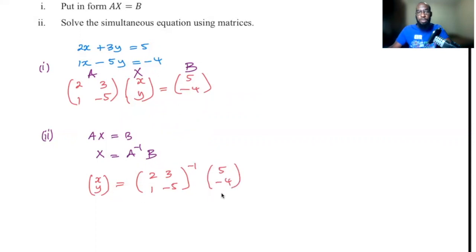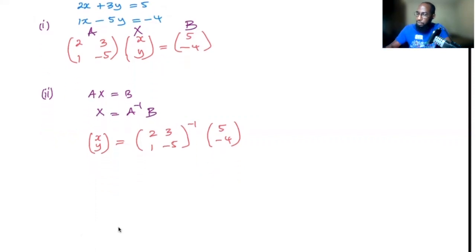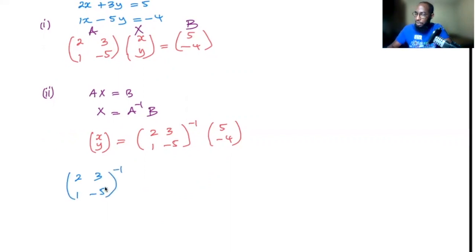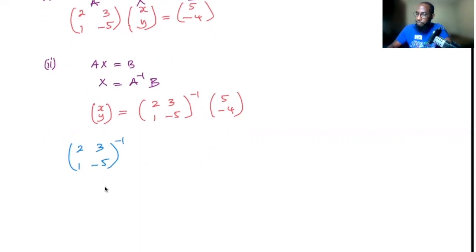Right, so I'm on track right here. Continuing, I'm going to take this and work it out down here. So we have 2, 3, 1, negative 5. We need to find out A inverse. So what is the inverse? Now, remember, A inverse is equal to 1 over the determinant of A multiplied by the adjoint of A.